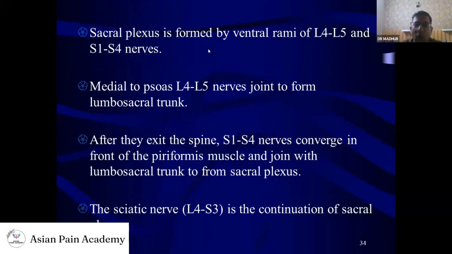Sacral plexus is formed by ventral rami of L4-5 and S1 to S4 nerves. Medial to psoas, L4-5 nerves join to form lumbosacral trunk. After they exit the spine, S1 to S4 nerves converge in front of piriformis muscle and join with lumbosacral trunk to form sacral plexus. The sciatic nerve, whose nerve roots are L4 to S3, is the continuation of sacral plexus only.